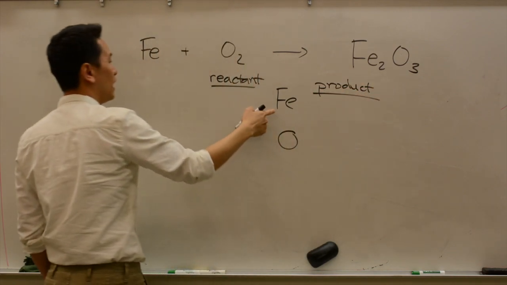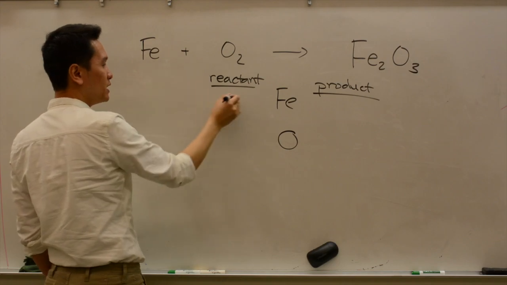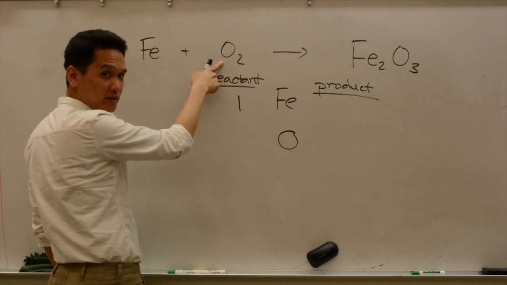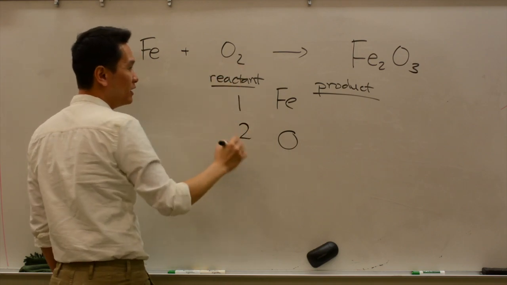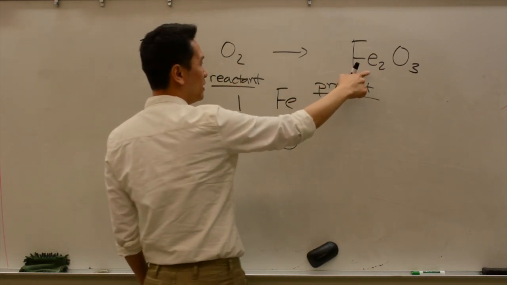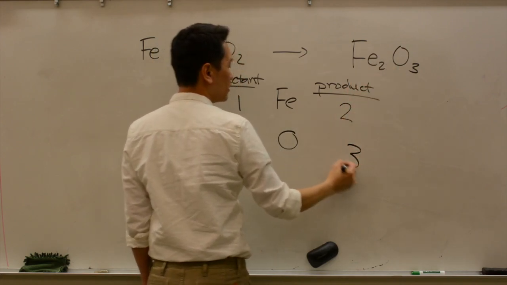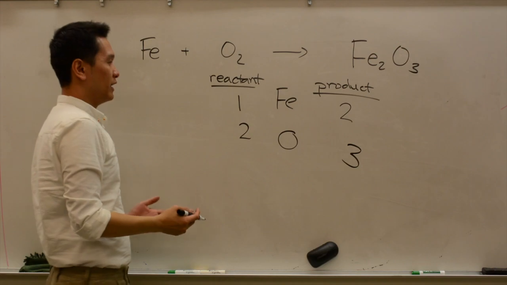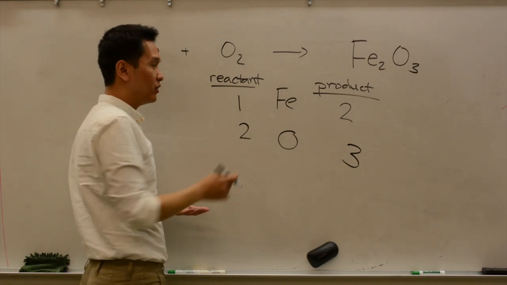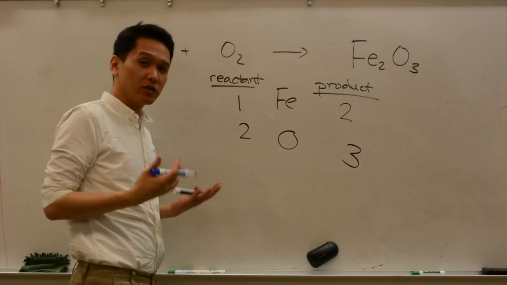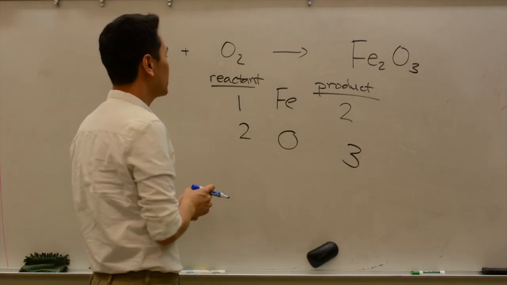Right? So how many irons do you have at the beginning? 1. How many oxygen atoms do you have at the beginning? 2. Right? How about at the end? How many irons do you have? 2, and 3 oxygens. Like I said, nothing is created or destroyed, so if you have 1 here, you can't suddenly have 2. So we must add in coefficients to balance this chemical equation.